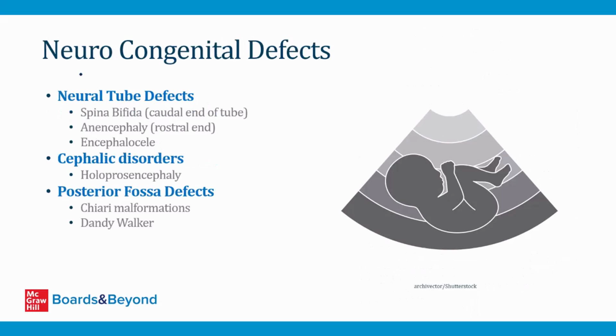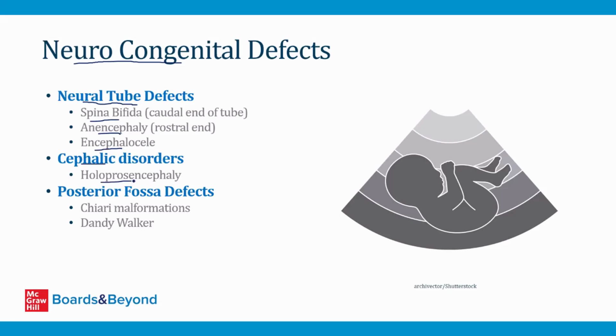Now what I'm going to do for the rest of this video is talk about neurocongenital defects. And the defects that I'm going to talk about in this video generally fall into one of 3 categories. First category is neural tube defects. So as we've been discussing, the neural tube is a long tube that develops into the brain and spinal cord. And if one end of that tube doesn't close normally, that can lead to a neural tube defect. So we'll talk about spina bifida, anencephaly, and encephalocele. These are all examples of neural tube defects. We'll also talk about one special cephalic disorder called holoprosencephaly.